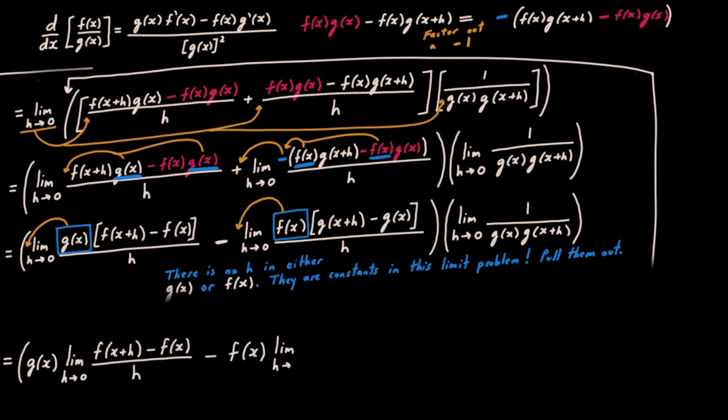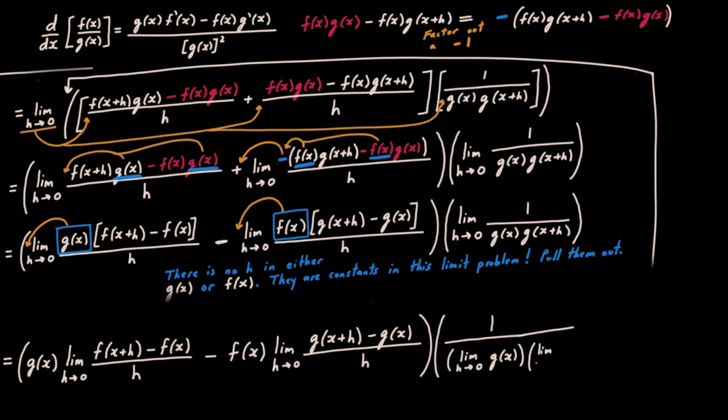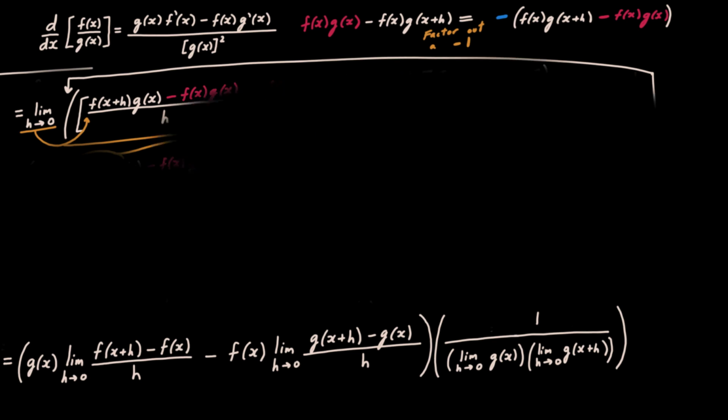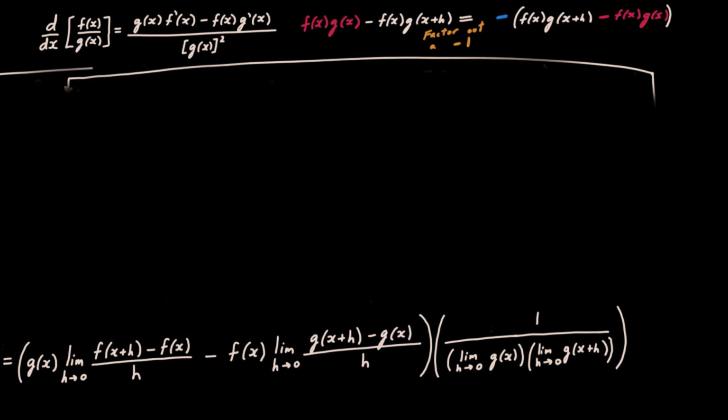We have what looks to be, and we could be wrong, but I don't think we are, the very definitions of g prime and f prime for these first two limits. And that second limit with the g, I'm going to take that limit and put it in the bottom. So we have 4 limits to compute. And let's see if it matches our quotient rule formula.